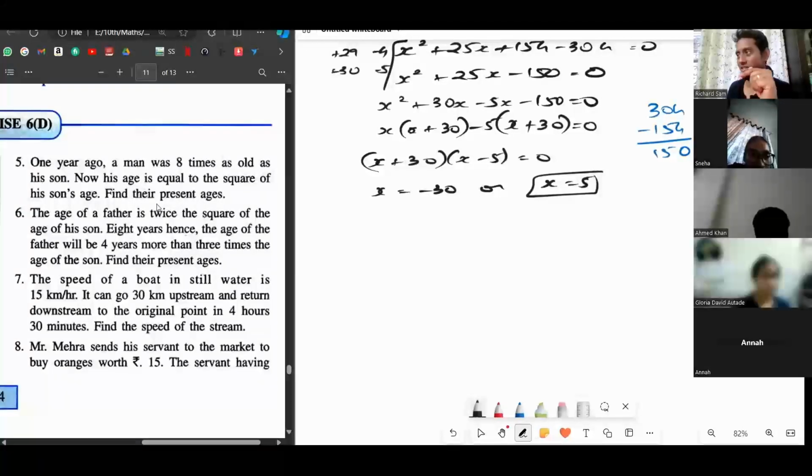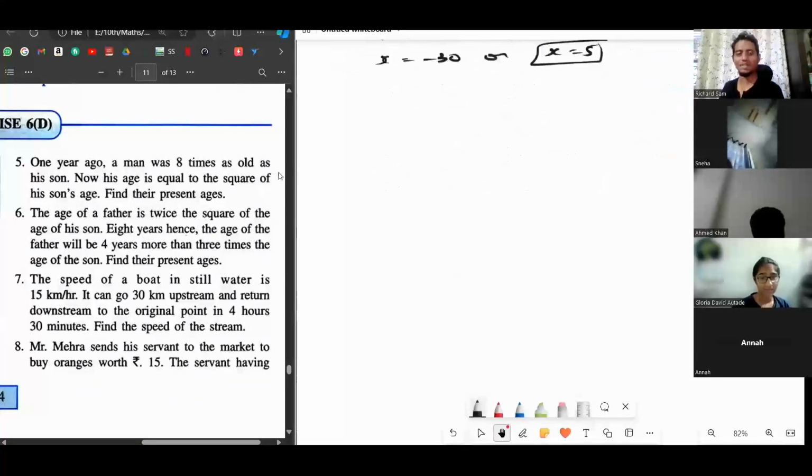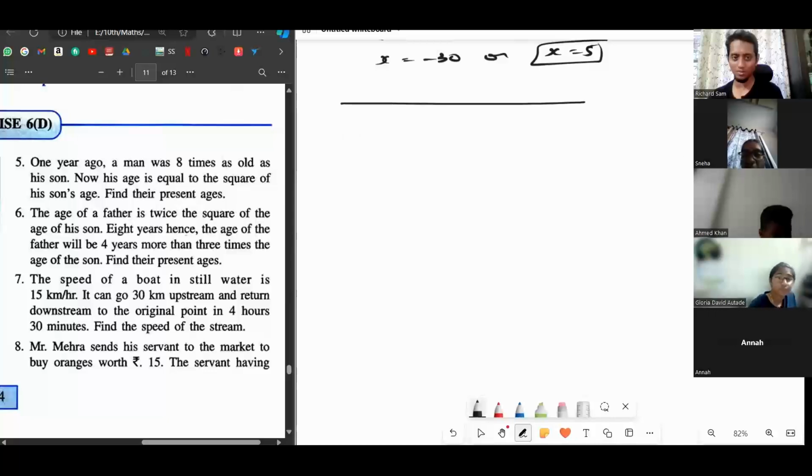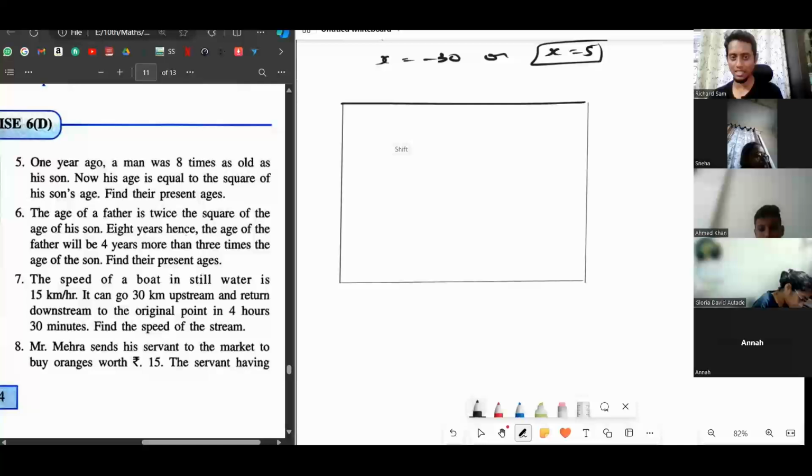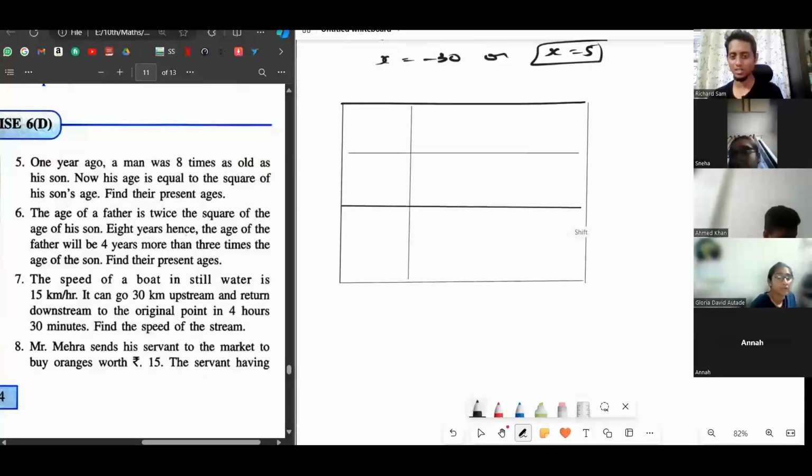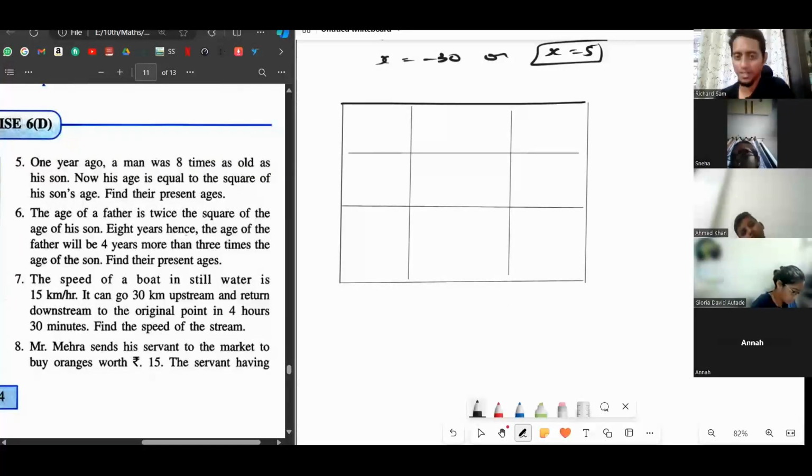Find their present ages. Okay, so you just have to follow these steps. The first step is read the first line and make a table. Okay, so how many people are here in the story? Two people. Okay, you have the father and his son. Yes, sir. Who is the younger one? Son. So put the younger one on the left side and the father on the right side. Okay, so here is son and here is the father. Now, how many time periods are there?